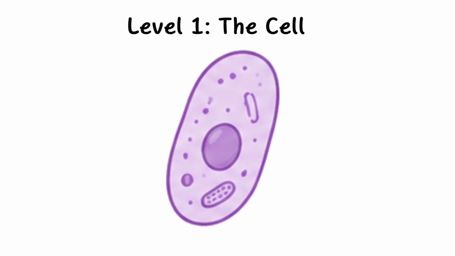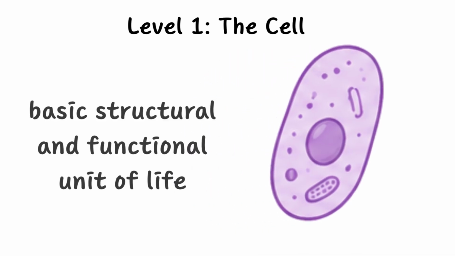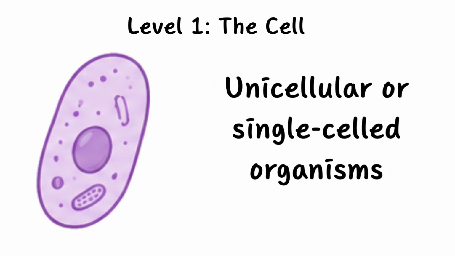Starting with level 1, the cell. The very first and most basic level of organization is the cell. And as we know, the cell is the basic structural and functional unit of life. And some organisms are perfectly content existing and thriving as just a single cell. So, their whole entire existence is just in one singular cell. We call them unicellular or single-celled organisms, and they are everywhere.